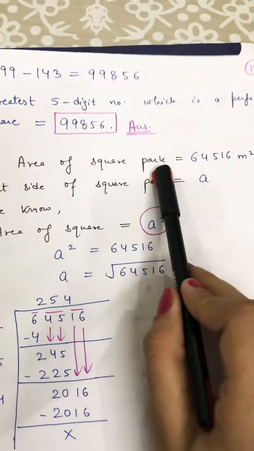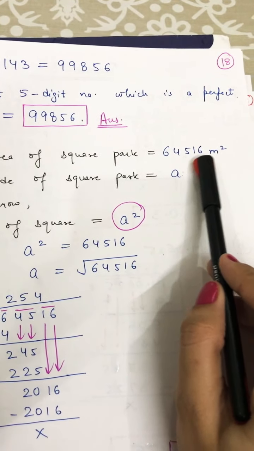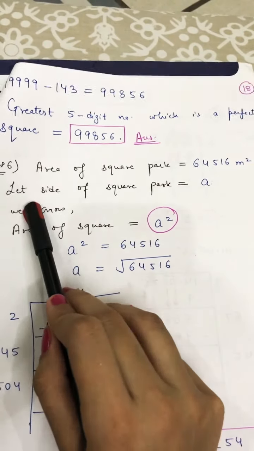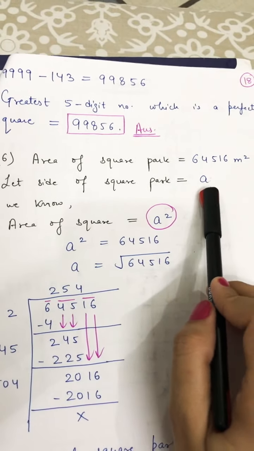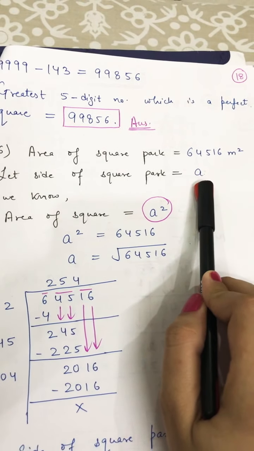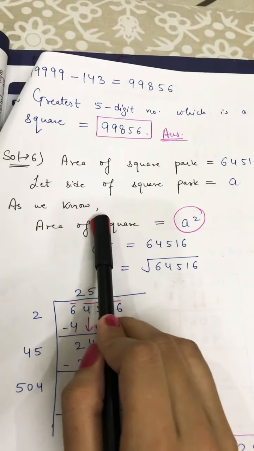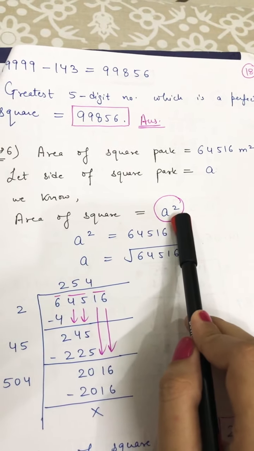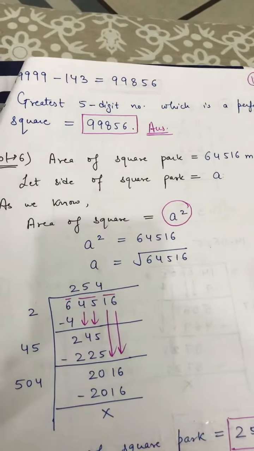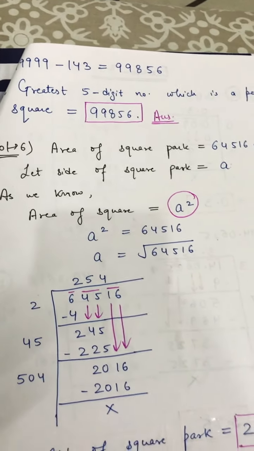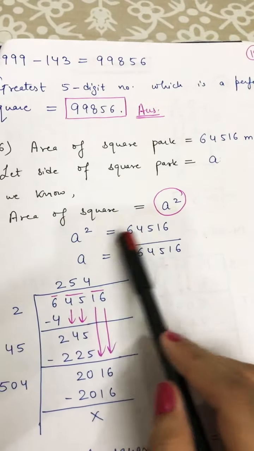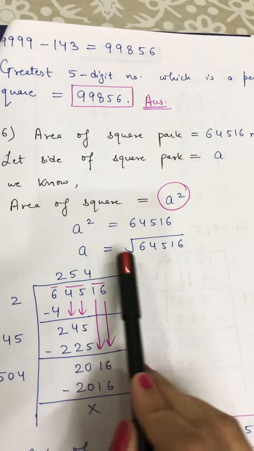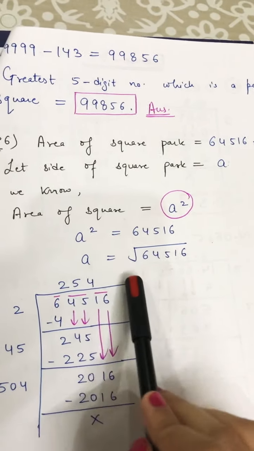So the area of the square park is equal to 64516 meters square. This is given to you. Let the side of the square park be A. Suppose your side is A. As we know, the area of a square is A square, that is side square. Whatever side is given, the area will be side multiplied by side. So A square is equal to 64516. So A is equal to the square root.